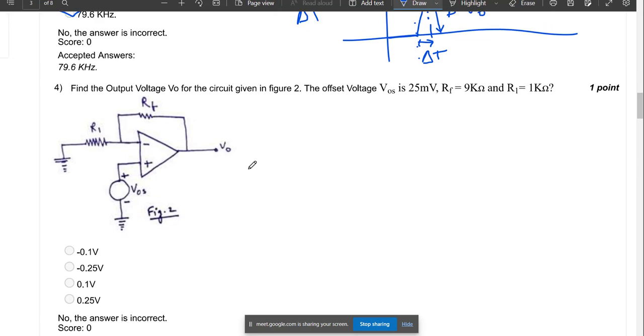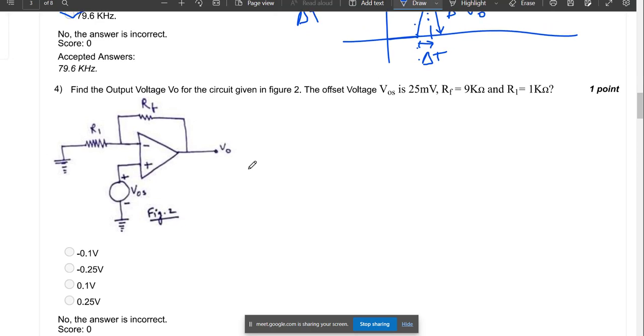Let's go ahead and try to solve this question. Find the output voltage for the circuit given in figure 2. The offset voltage VOS is 25 millivolts, RF is 9 kilo ohms and R1 is 1 kilo ohm. So we have been asked for the output voltage. Offset voltage is given as 25 millivolts, right? RF and R1 are also given to us.